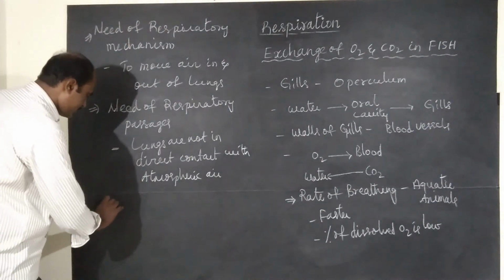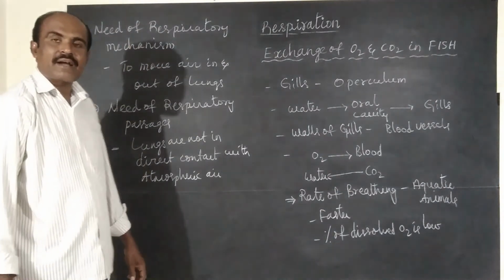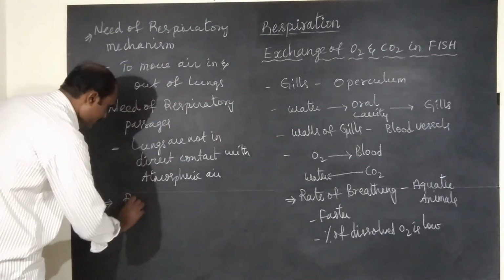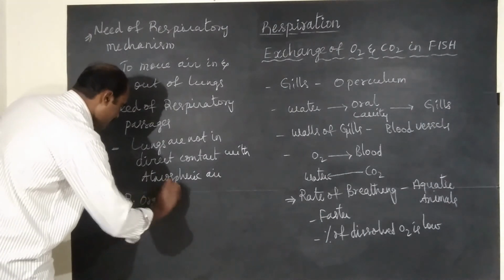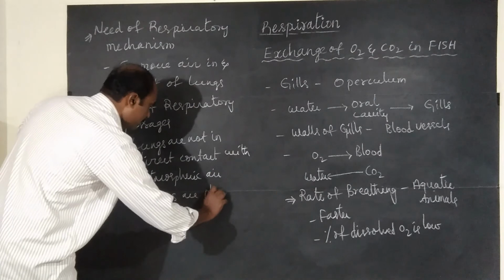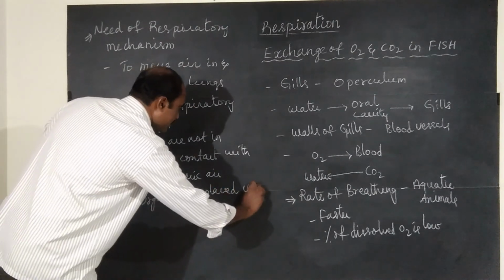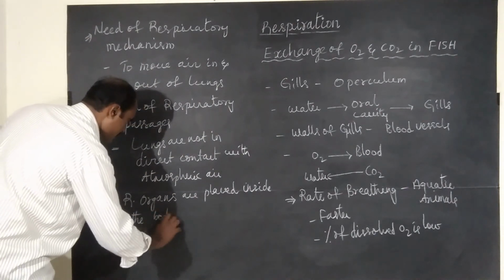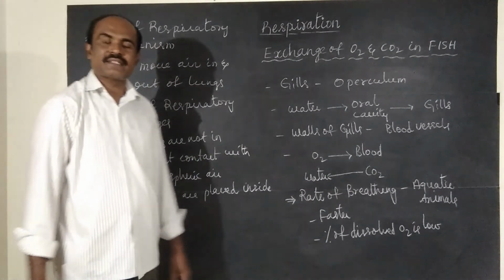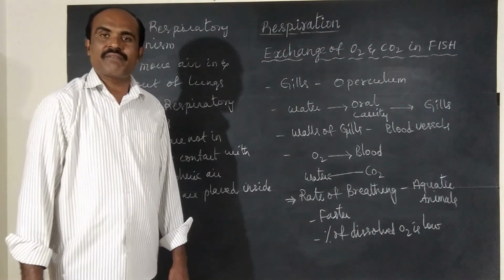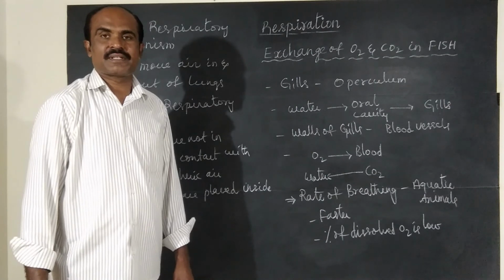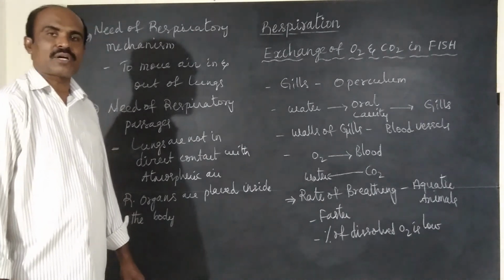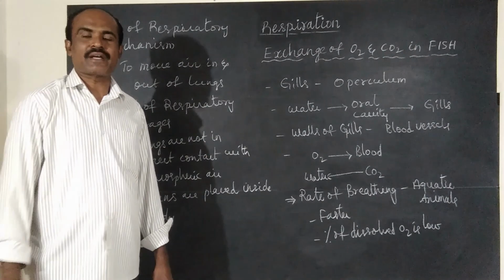The next concept is respiratory organs are placed inside the body. What is the reason? The reason is lungs are very delicate structures. That is why in order to protect delicate lungs, lungs are placed inside the body of organisms.